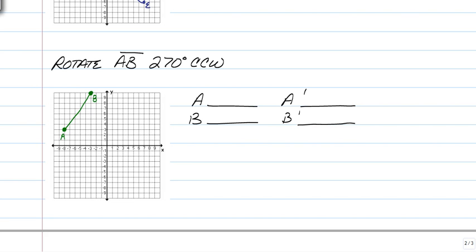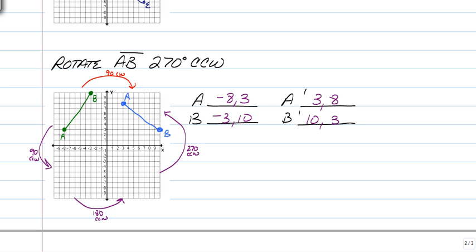Rotate AB 270 degrees counterclockwise, which remember is the same as 90 degrees clockwise. Pause the video, give it a try. As soon as you're ready, click play, and we'll see how you did. And if you got that, you are good to go.